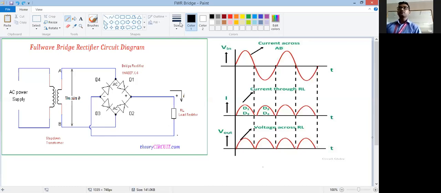Again, we'll start from the positive half cycle. This is the positive half cycle. It is first at the input side, at this AC power supply. Then this AC power supply is given to the transformer. This transformer will step down the voltage and generate a lower voltage AC supply, which is applied to these four diodes. In the half-wave rectifier, one diode was there. In the center-tap full-wave rectifier, two diodes were there. In the full-wave bridge rectifier, four diodes are there. So this first positive half cycle is there.